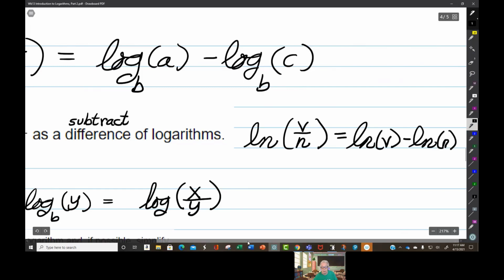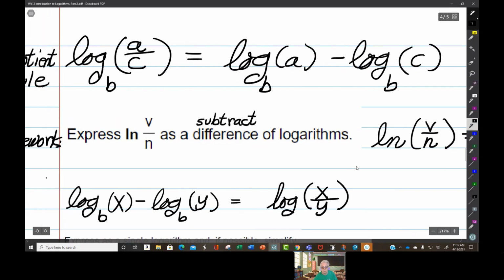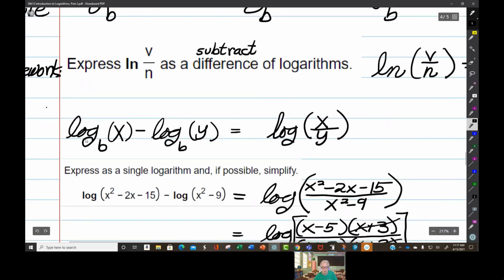And the other way around. If you have it the other way around, like log base b, that log base b just means log to any base. Log base b of x minus log base b of y. Well, you use the quotient rule. That's going to be log base b of x over y. See how much more compact it is when it's written like this.